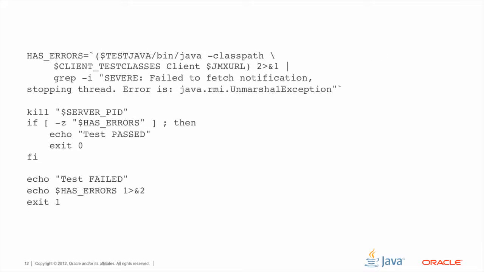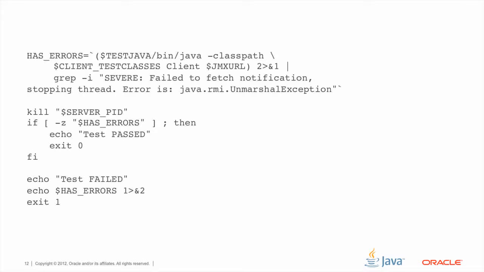Here what we do is we run the Java VM on the client side of the test, and we wrap this in parentheses, redirect the output, and pipe all of that into grep for a particular error message, which is severe, failed to fetch notification, and so forth. So we grep for that error message, and then, if you look very carefully, this is all inside of the shell backquote syntax. So it takes the output of that Java pipe to grep and puts that into the hasErrors shell variable. Once we've done that, we kill off the server process.